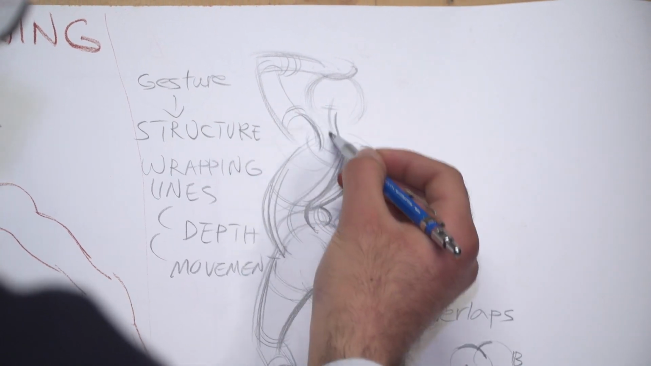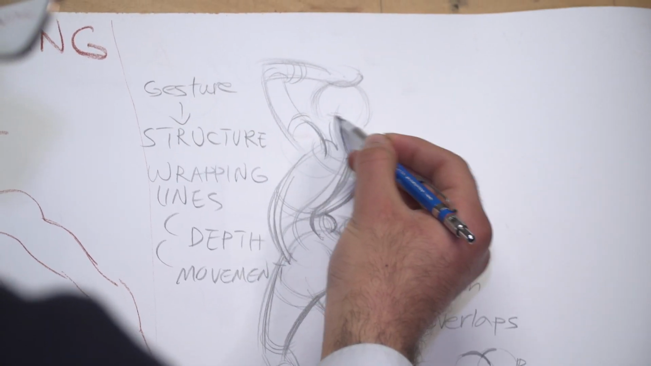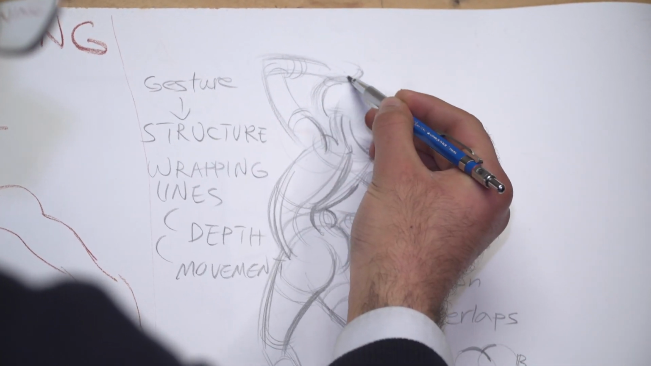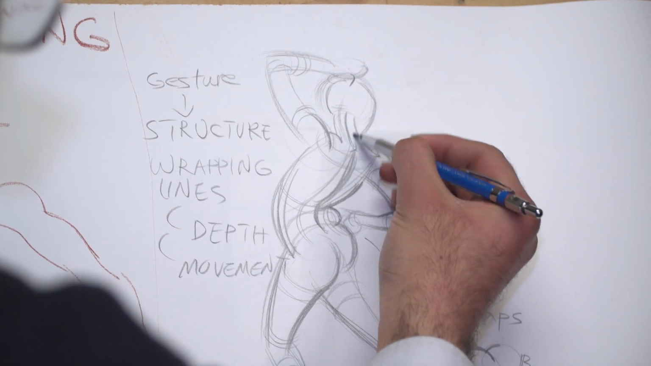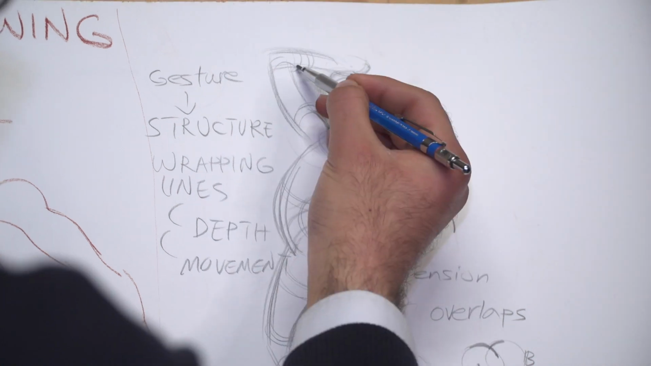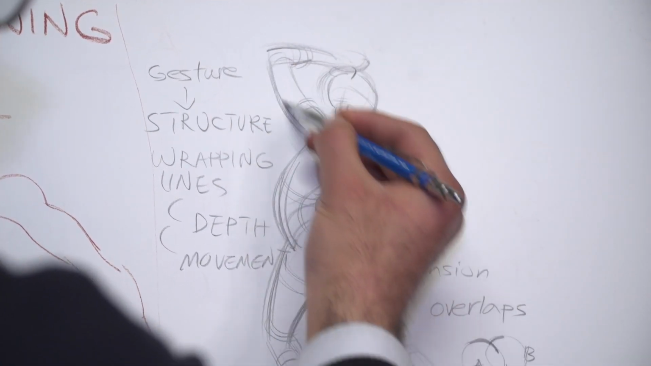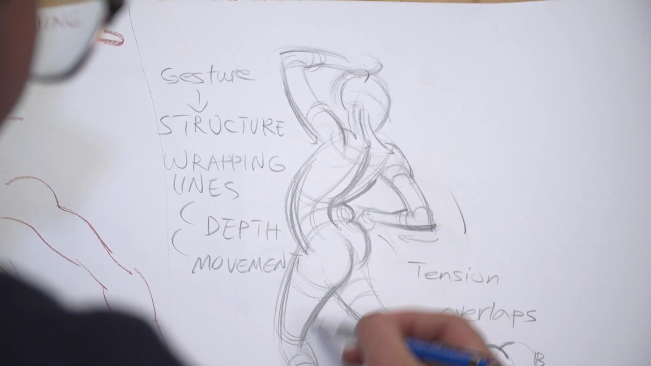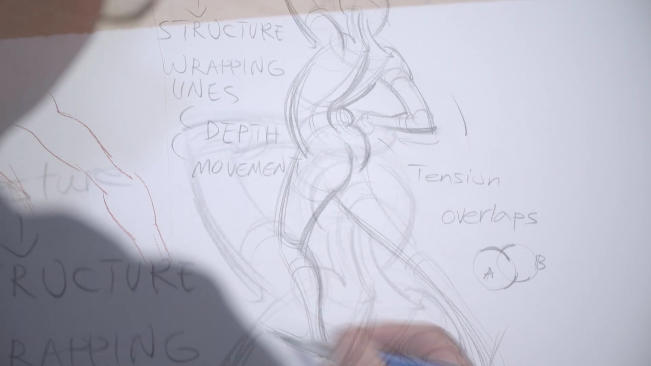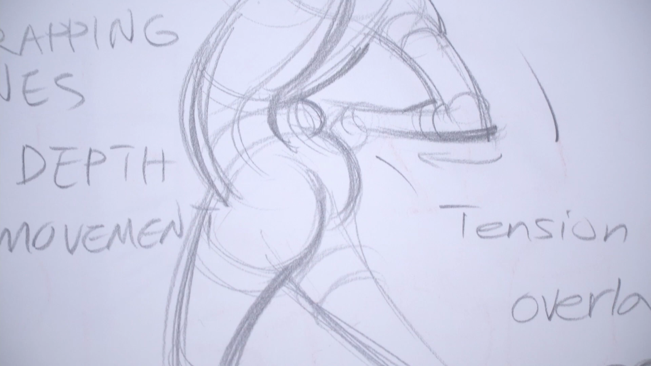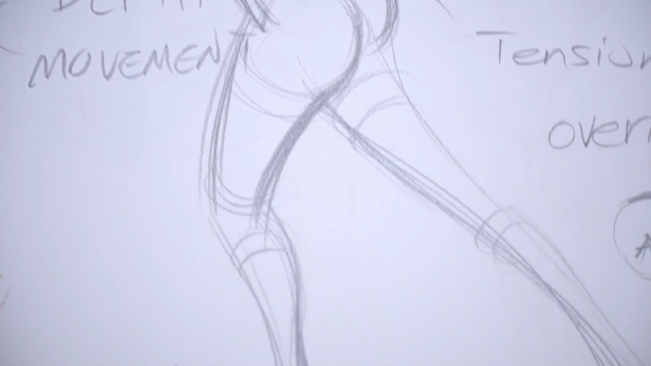And on this part, we have some overlaps. Like this. So that's finished. And you can see all the stages that we've gone through and what you have to look for when you want to draw a gesture drawing.